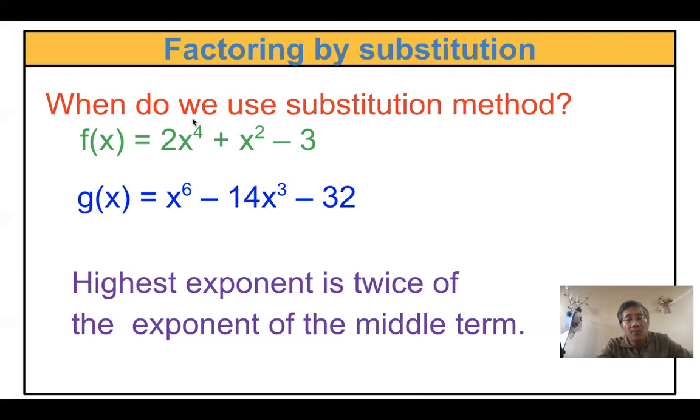So x to the fourth power will be a squared, and x squared will be a. Here, for g of x, x to the sixth power will be a squared. You can use b squared, it doesn't matter.